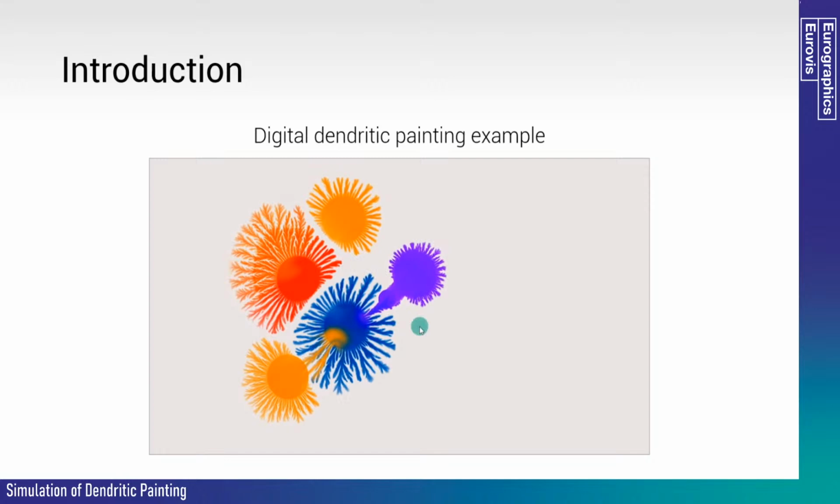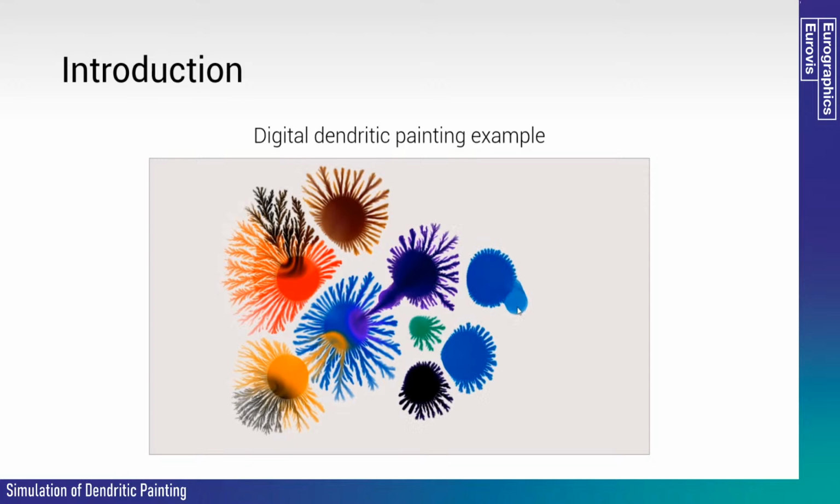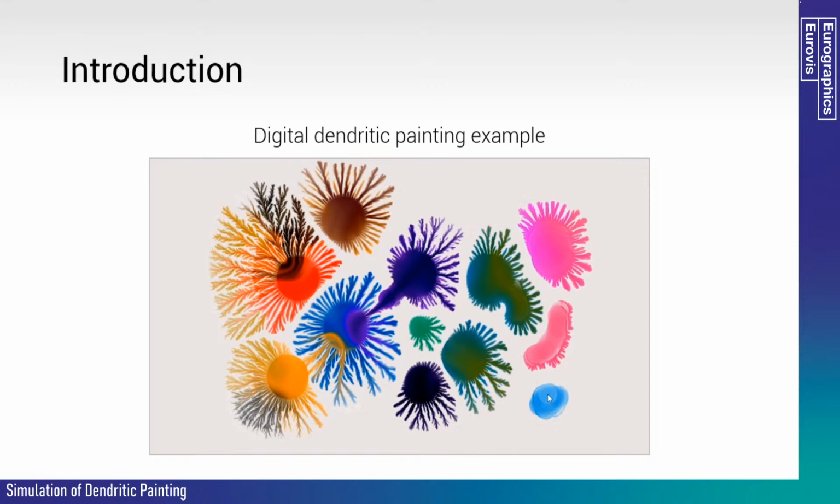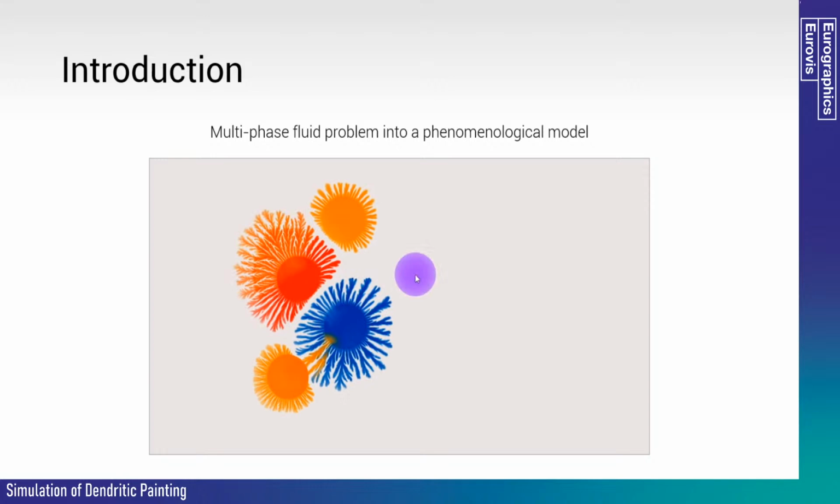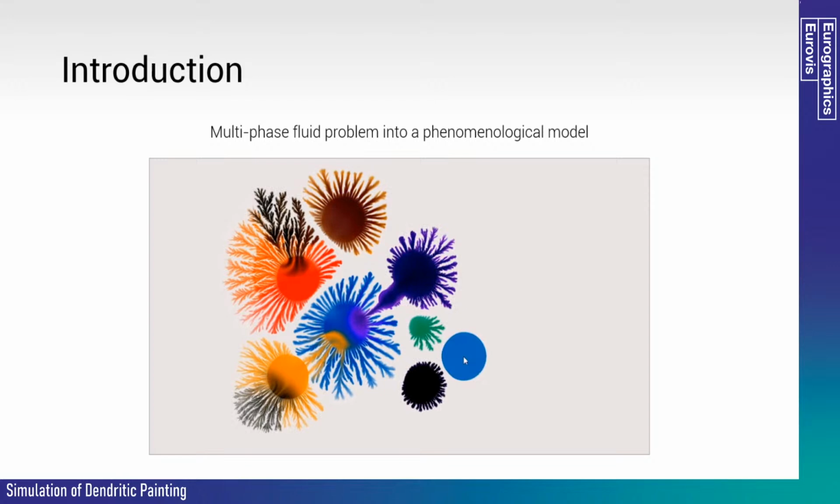However, to simulate in a physics-based way would require a very high-resolution multiphase fluid simulation with complex boundary conditions, not suitable for interactive digital painting. We propose transforming the multiphase fluid problem into a phenomenological one that models branching phenomena explicitly using pattern growth algorithms and couples pattern growth to the fluid dynamics of solvent and ink.